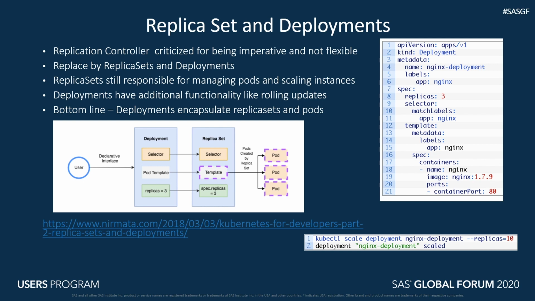So they've been replaced by replica sets and deployments, as we've been talking about throughout the course. If you see on the right-hand side, that's a representation of a deployment. Remember that deployments have replica sets in them, or replicas in this case, and then we have the specs for our actual containers that go into the pod spec. So replication controllers, if you hear about those, are replaced by replica sets and deployments. Replica sets are responsible for managing pods and scaling instances. Deployments have additional functionality like rolling updates, and deployments encapsulate replica sets and pods.